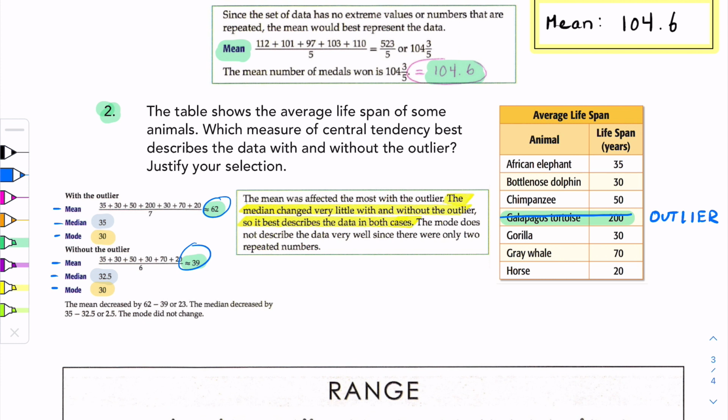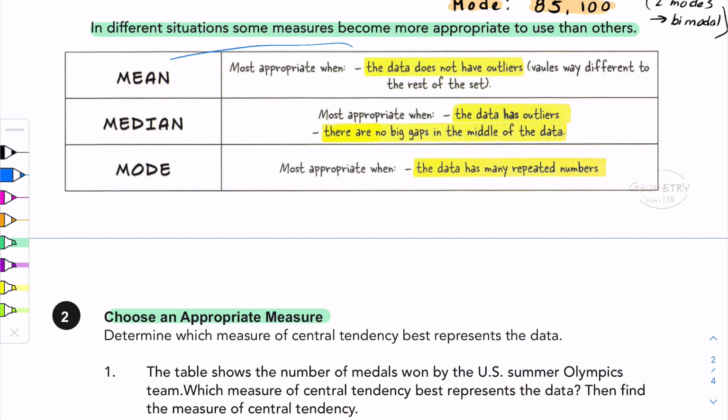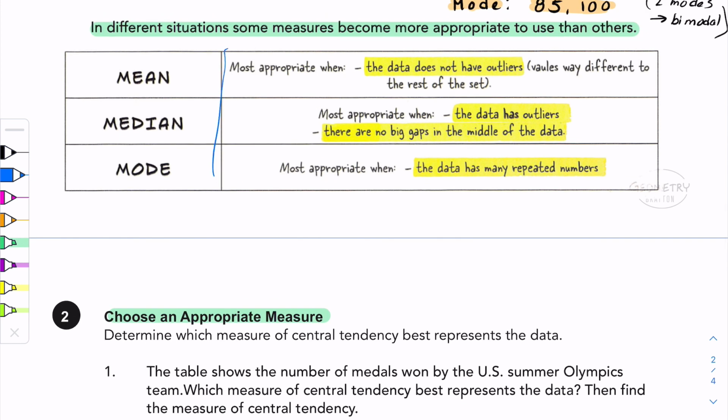And it might take some practice to get used to what I'm talking about with these, but the biggest hint I can give you is just use this chart. So do you have data that has outliers? Do you not have outliers? Do you have data that has a lot of repeated numbers? Do you have big gaps? Which one of these fits your data set the best, and that's the one you want to go with.